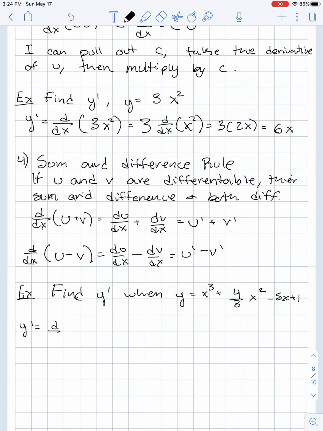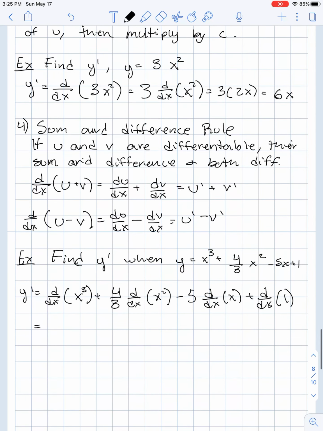All right, so y prime is going to equal d dx of x cubed plus 4/3, because that's a coefficient. I don't care about him right now, but I know he's just going to stay. And take the derivative of x squared minus 5, because he is a coefficient, derivative of x with respect to x, plus derivative of 1, because he is a constant.